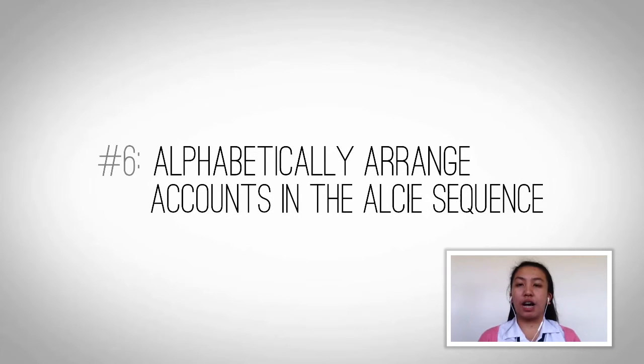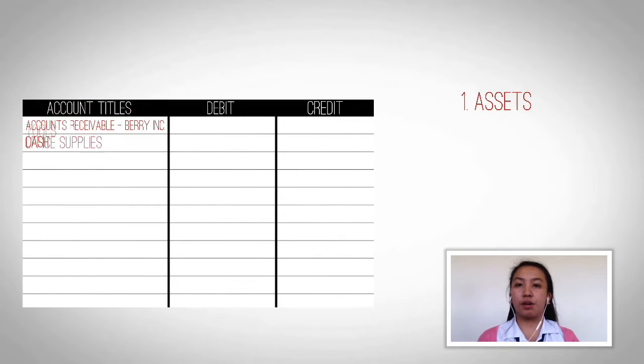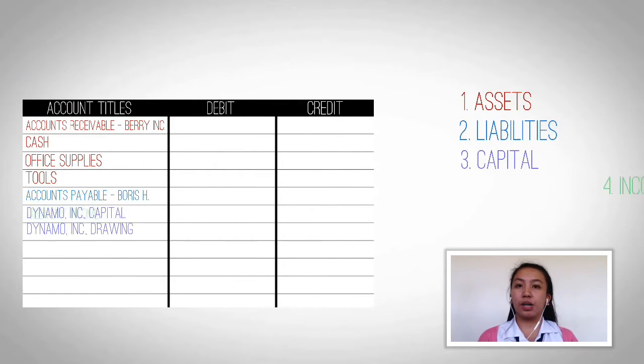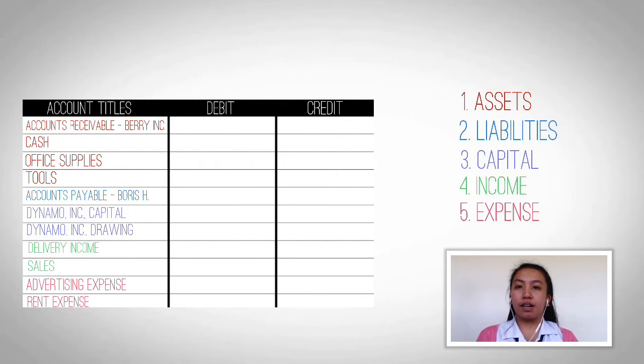Next step is to alphabetically arrange the accounts following the ALSI sequence. Again, we must apply our knowledge on ALSI as this will be our basis in arranging the accounts. In each category, the accounts must be in alphabetical order.